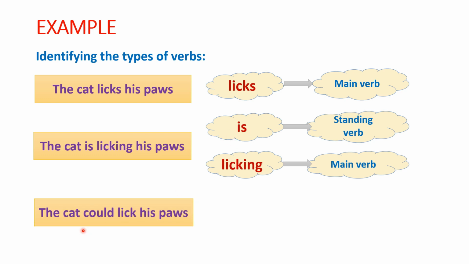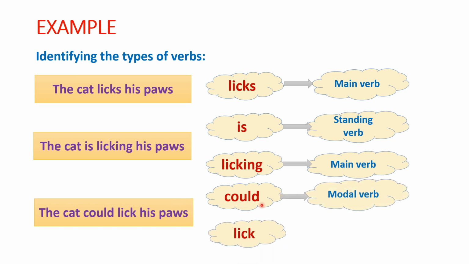And the third sentence is: the cat could lick his paws. Here we have two verbs, that means could and lick. So could is the modal verb and lick is the main verb. So could defines the possibility. Therefore it is called a modal verb.